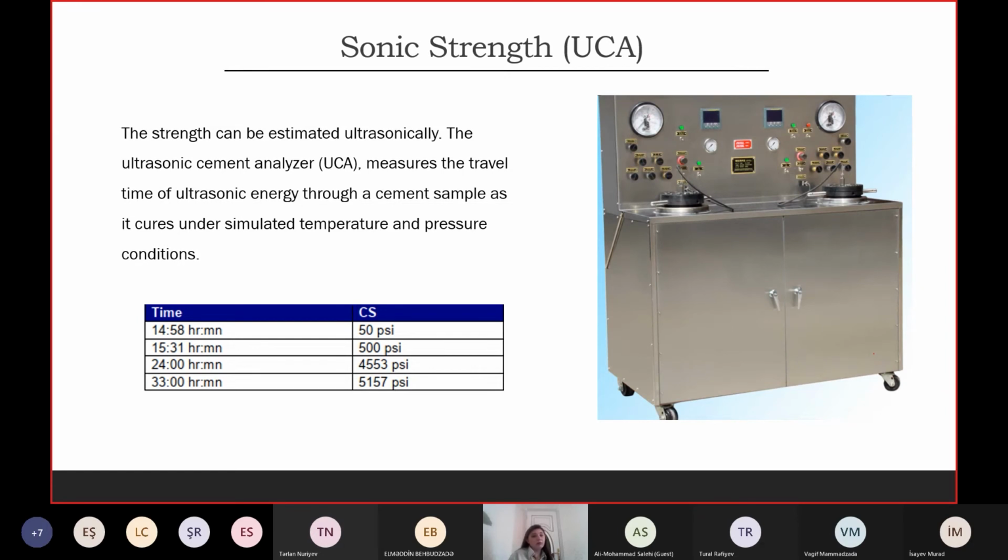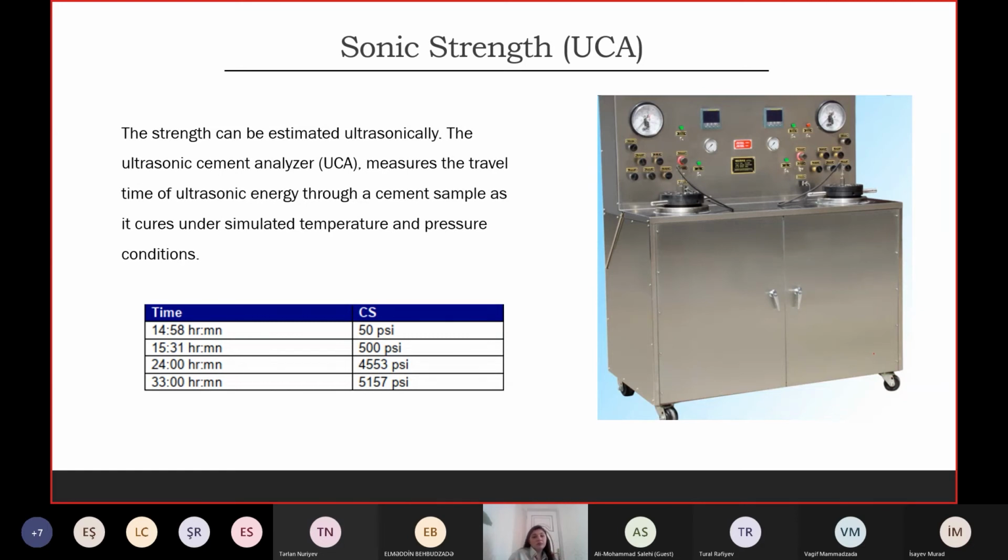Thickening time and the UCA are always required. Very important parameters. The thickening time shows how safe the job will be, and the UCA result shows the expected quality of the job, the service quality. So both parameters are very important. In this one, we measure ultrasonically the strength of the designed cement sample. It measures the travel time of the ultrasonic energy passing through the cement sample.